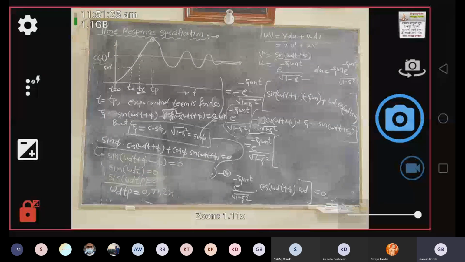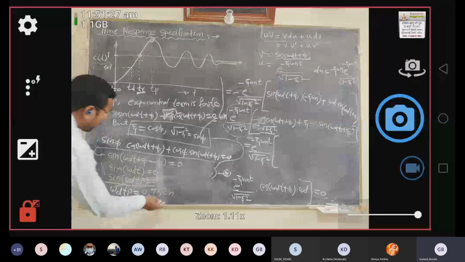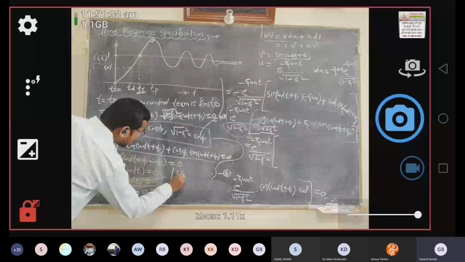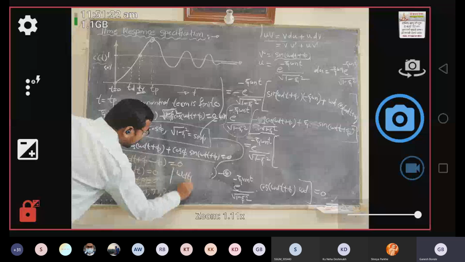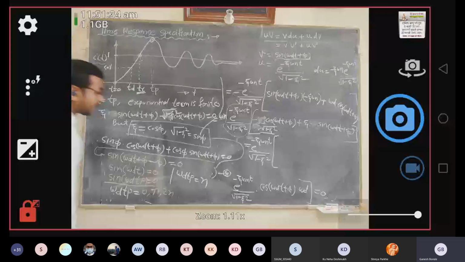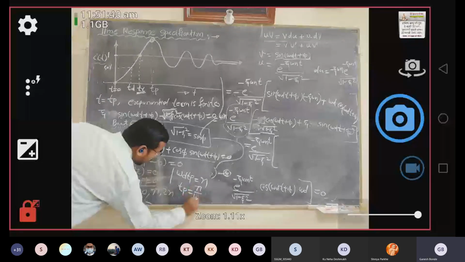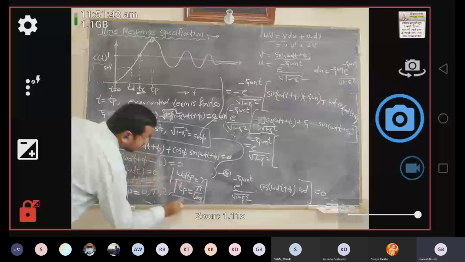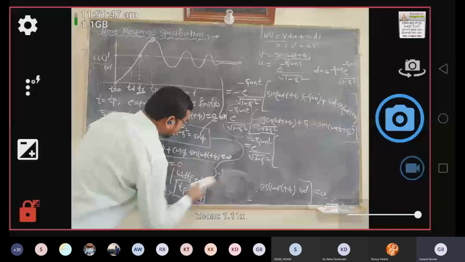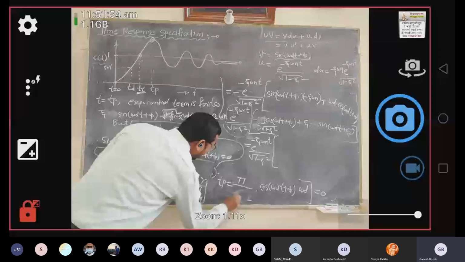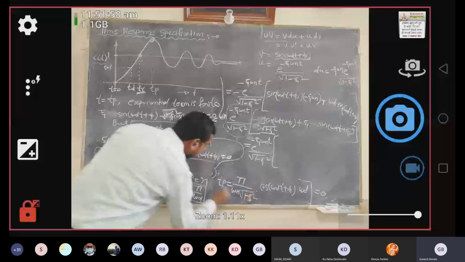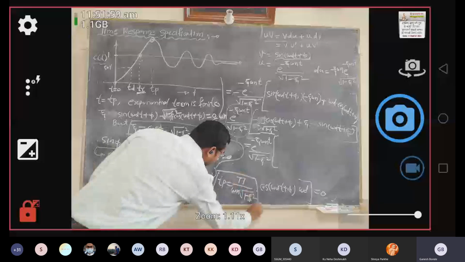So omega d Tp is equal to pi. When we substitute n is equal to 1, omega d Tp is equal to pi. Therefore you will get the value of Tp is equal to pi by omega d. Or you just substitute the value of omega d, so Tp is equal to pi upon omega n into square root of 1 minus zeta square. So this is your required expression of Tp.